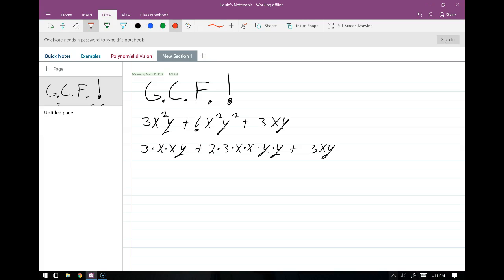Okay, so let's go through each term, right? And let's see what's contained in each term. So this first term, we've got a 3 contained in it, right? So let's check the other terms to see if there are 3s contained in those as well. And there are. So we know that 3 is going to be part of our greatest common factor, right? And so let's take it one step at a time through this first term, and we'll check the remaining terms to see if they have common factors, right? So this first term has 2 x's. The second term also has 2 x's. The third term, however, only has a single x, right?